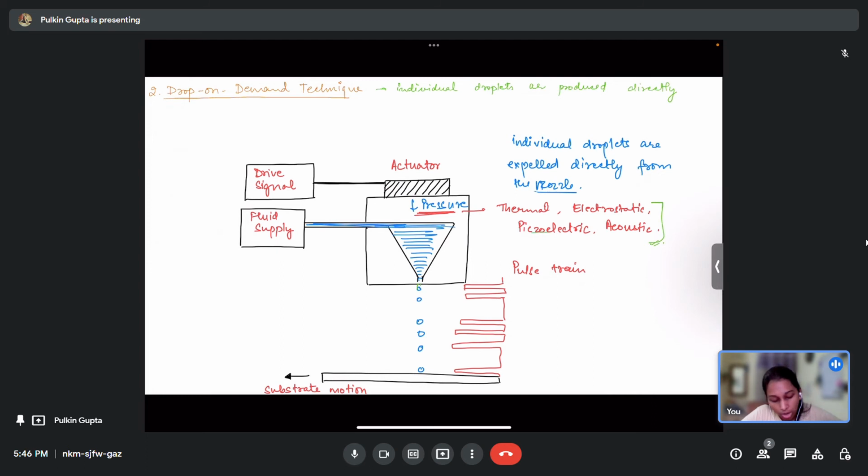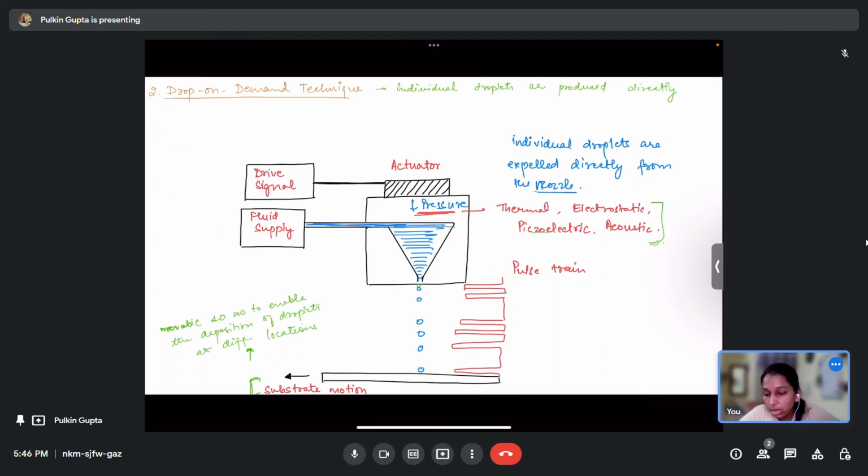Okay, so as the droplet is ejected, it is deposited on the substrate, and this substrate is movable so that droplets can be deposited at different locations. This is movable so as to enable the deposition of droplets at different locations. So let us see some of the actuation mechanisms.